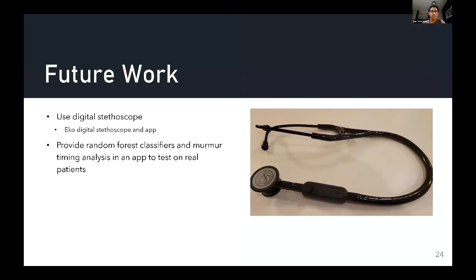And in the future, we would like to extend this random forest classifier model and implement it in an application to test on real patients. We also would like to combine this random forest classifier model with digital stethoscopes so that even doctors who are using this digital stethoscope can have a computational prediction that can aid their own diagnosis of a patient.